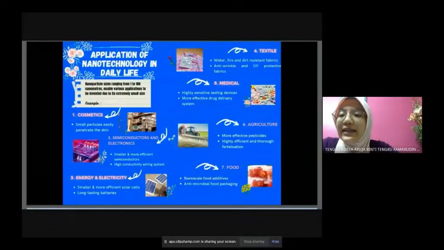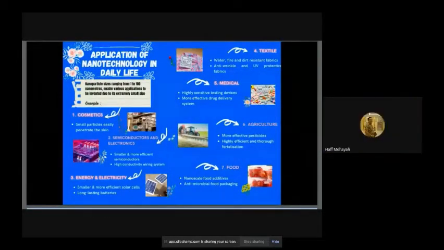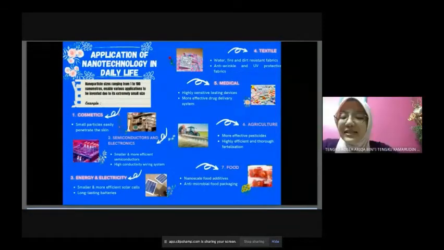And finally, is in food production, because nanoparticles produce nanoscale food additives and also antimicrobial food packaging. And the packaging can improve the mechanical strength and improve barrier against oxygen, carbon dioxide or UV. Okay, that's all. Very good.